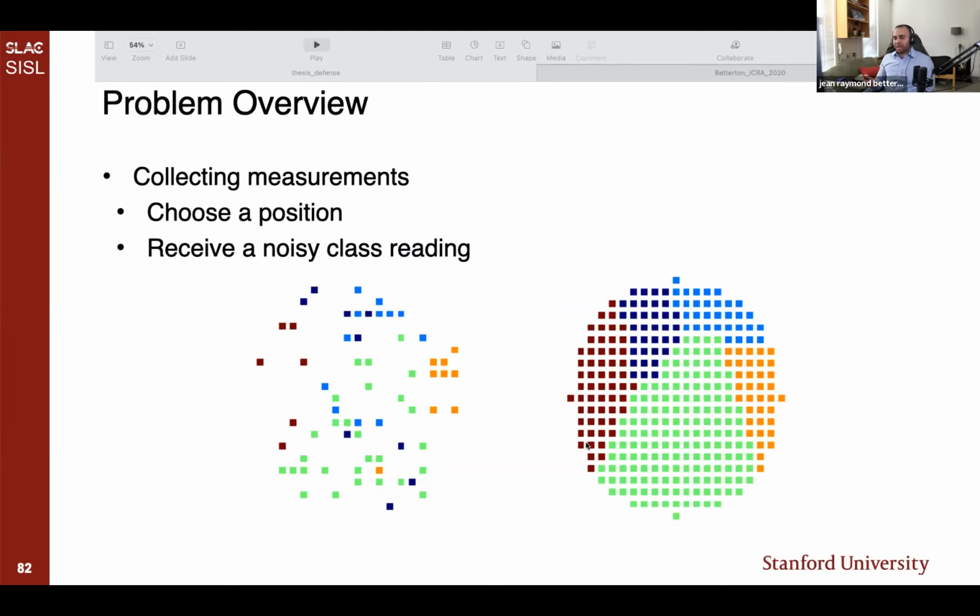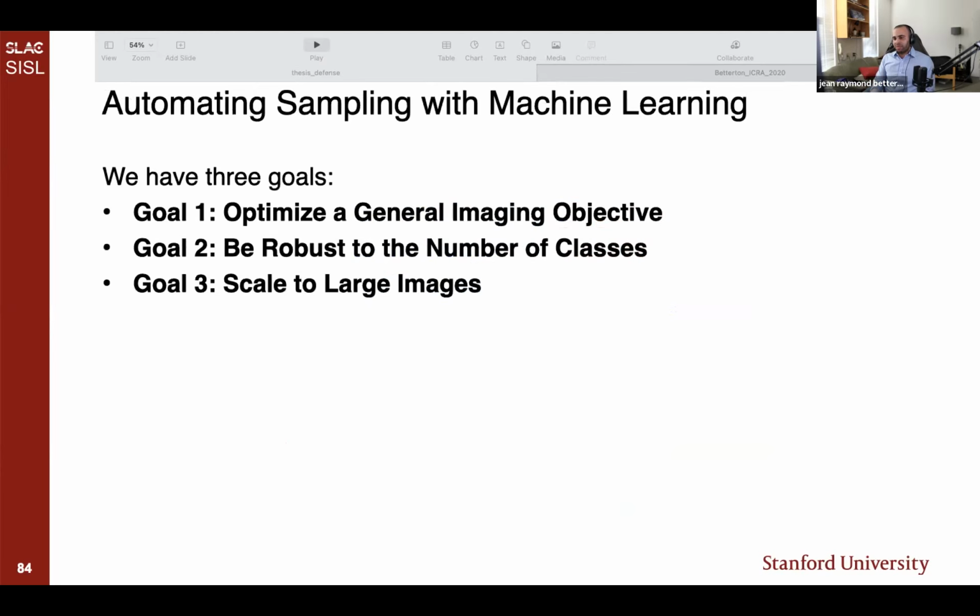Black box, well, not black box necessarily, but more or less black box noise functions on the measurements. And then also a general imaging objective, in the sense that in this work, we mostly look at 0-1 loss, but in general, we might want to look at other loss functions or other criteria. And so we want a methodology that can work with all of the above.